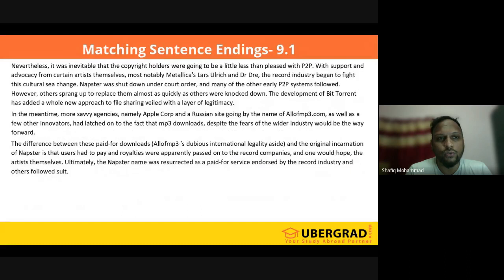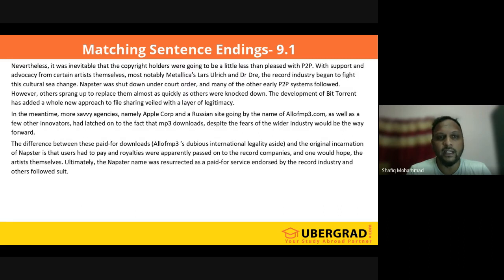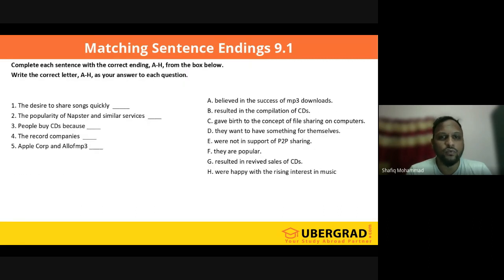So we'll do music piracy. 9.1, guys. I believe everyone can access today's worksheets. Can you please go to today's worksheets and access 9.1 music piracy? And this has 5 questions where you need to match A to H sentences. Okay, so from A to H, you'll be taking only 5, not all of them, because we have only 5 questions here. So you need to match 1 to 5 towards A to H.